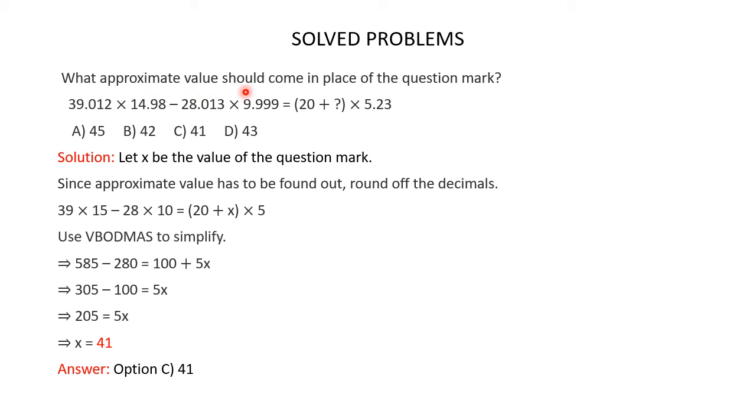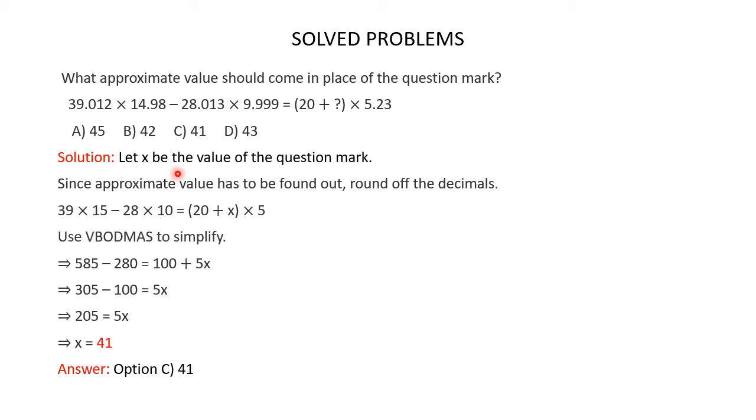What approximate value should come in place of the question mark? 39.012 multiplied by 14.98 minus 28.013 multiplied by 9.999 is equal to 20 plus question mark multiplied by 5.23. Here you are given 4 answer options. You have to find out which of the answer options is correct.